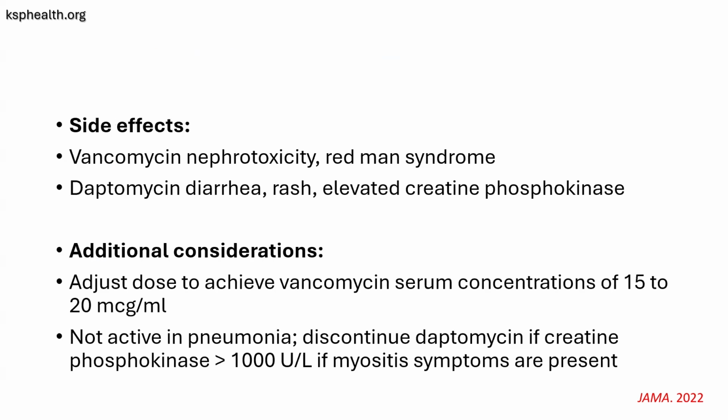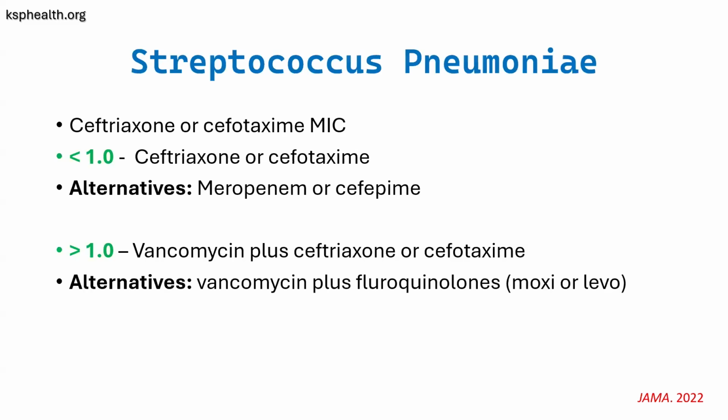The side effects: vancomycin can cause nephrotoxicity, so the levels need to be monitored. It can cause red man syndrome. Daptomycin can cause diarrhea, rash, and elevated creatine phosphokinase. So adjust the dose of vancomycin to reach a serum concentration of 15 to 20. If there is no pneumonia, discontinue daptomycin, especially when the creatine kinase is more than 1,000 units or if there are myositis symptoms.